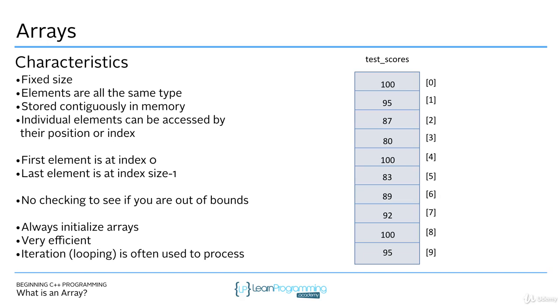Be aware that array indexes start at 0. This means that the first element in an array is at position 0, not at position 1. And the last element is at position size minus 1. You can see an example in the figure on the right. Here we have an array of 10 test scores. The array is named test scores and it's indexed from 0 to 9.